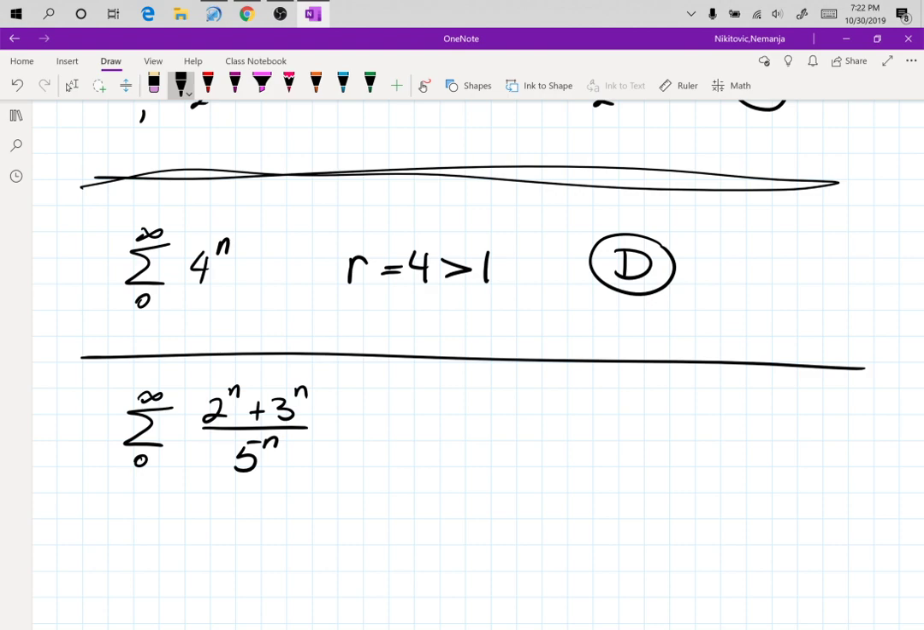What do we know about fractions? What can we do? We can split them. And then each one will get its own sum, because summation is just addition. So you can just split. So, a little bit of algebra witchcraft here. This is going to be summation of 2 to the n divided by the common denominator, plus, if this is a minus, it will be a minus, 3 to the n over 5 to the n.